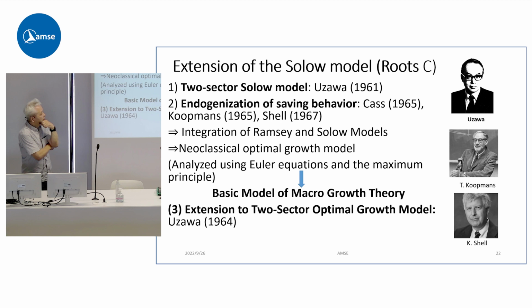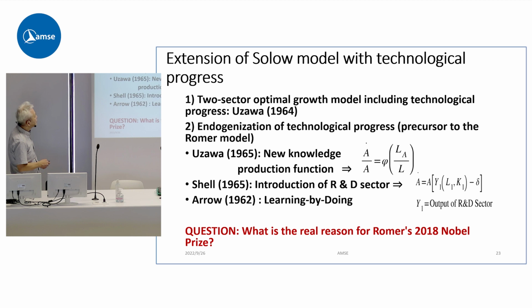And Uzawa also extended the two-sector growth models. The first model is, of course, one where the saving rate is given, with no endogenized saving behavior. So they tried to extend that, in 1964. Okay. And the second is introducing technological progress into that kind of model. Also Uzawa introduced this type of knowledge production function. So this is very, very familiar. Even now we use it. Okay.